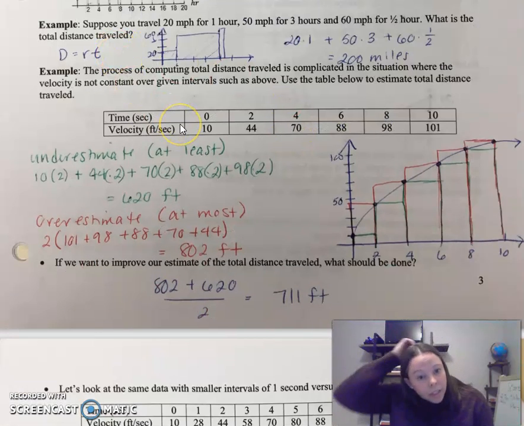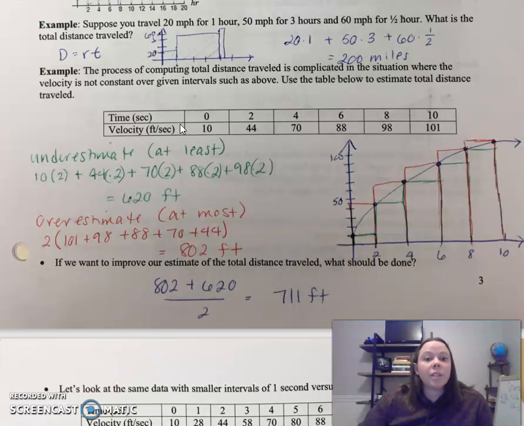All right, so now you're given a table of data, and notice it's the velocity, it's your derivatives. These are the different velocities. So we plotted those on our graph, and then we connected them. It makes a nice little curve there. The process of computing the total distance traveled is complicated in the situation where the velocity is not constant over given intervals, such as above. Use the table below to estimate the total distance traveled. Okay, so we plotted the points, and we're going to try to estimate the distance by finding the area under the curve. That's the whole idea.